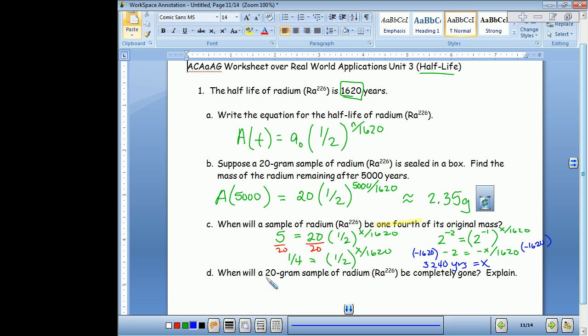Okay, when will the 20-gram sample be completely gone? Well, if every time we're taking half, can we continue to take half and ever get to 0? Never. We will never get to 0. There will always be at least a trace remaining.